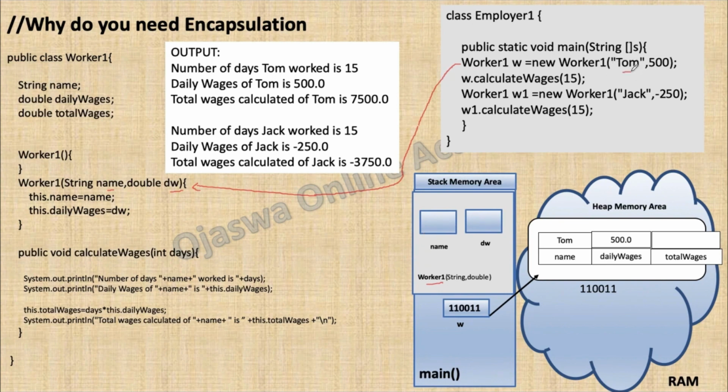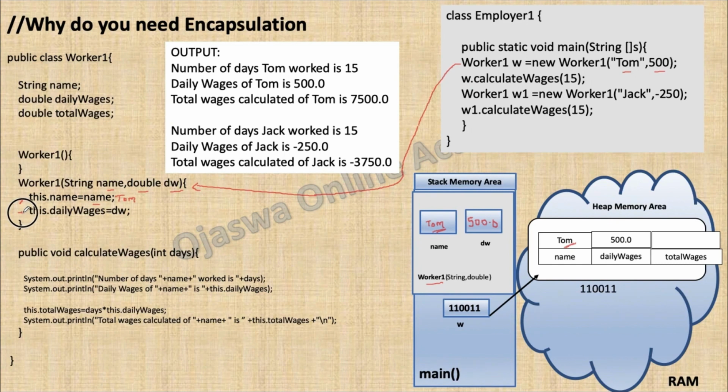So the first value Tom is stored in the local variable name, and the second value we are passing is an integer value. This integer value is internally converted into double value because the parameterized constructor is accepting double value. So value 500.0 is stored in the local variable dw. Now the control comes inside the constructor. The first statement is executed. We are assigning the value of local variable name to the instance variable name. The value of local variable name is Tom. So this.name = Tom. Hence, the value Tom is stored inside the instance variable name belonging to object w.